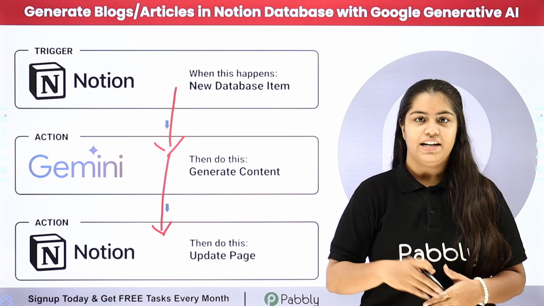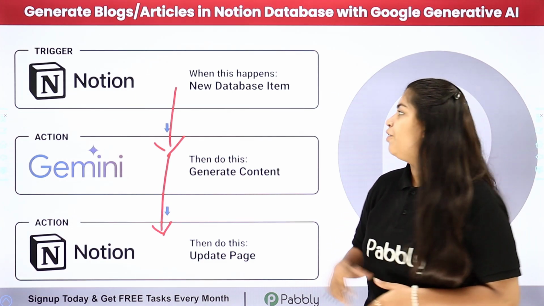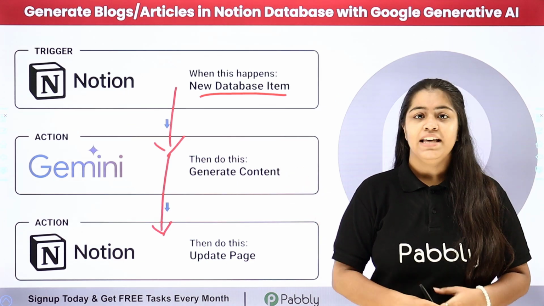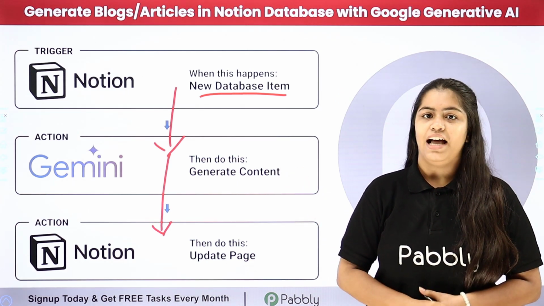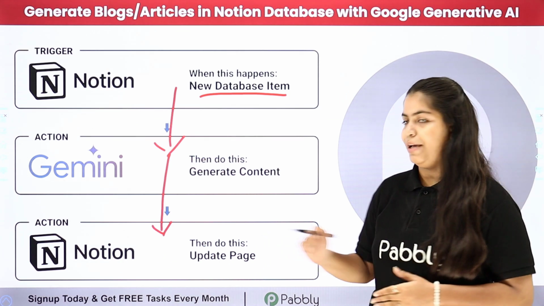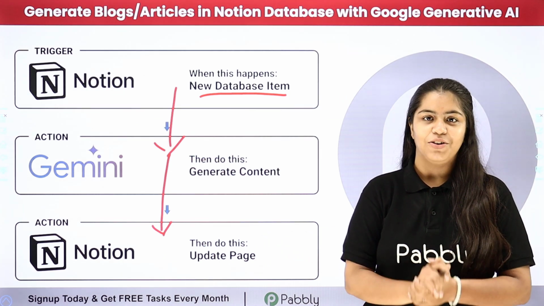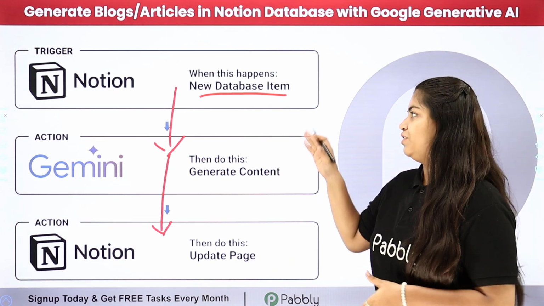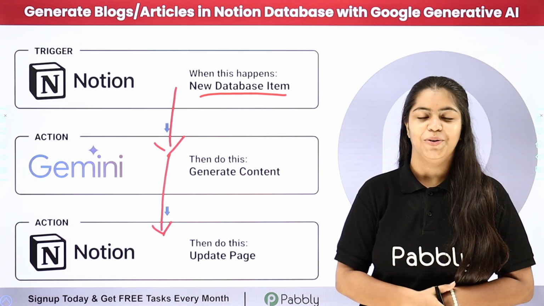So over here I want that as soon as I upload a new prompt in my Notion database, automatically with the help of Google Gemini, the content should be generated and that content should be added in my Notion database again. So to do all of this, we are going to use an amazing automation software which is Pabbly Connect. We are going to do all of this process without knowing any programming or coding language.